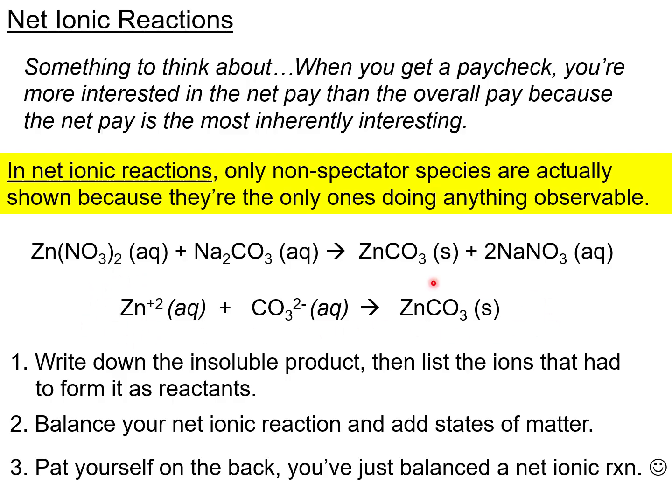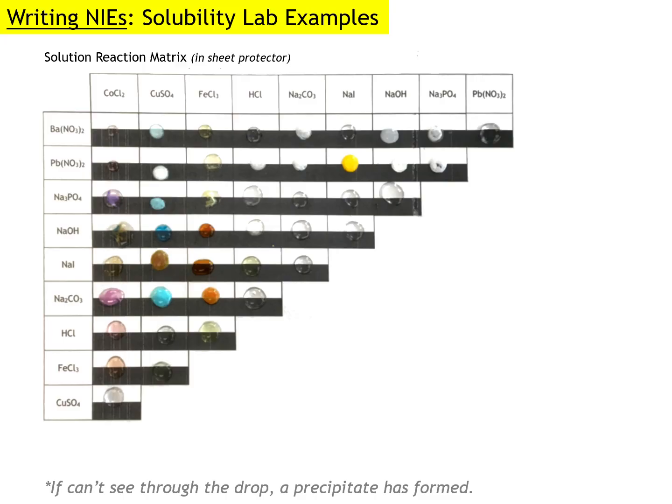This is just a much shorter way of doing it, and that's the way I usually ask for complete ionic reaction equations. All right, so in the lab that we're going to be doing that goes with this lesson, we're going to be mixing a whole bunch of different solutions together and then looking at whether they form a precipitate or not. And the way you can tell if you have a precipitate, because we're working with microscale, is if you can't see through the drop, that means you have a solid present because you can't see through solids.